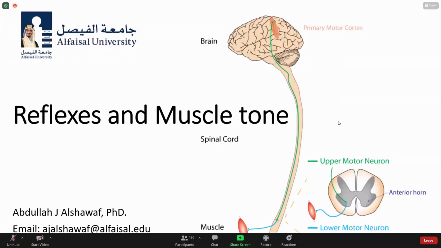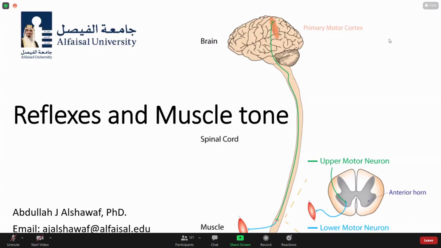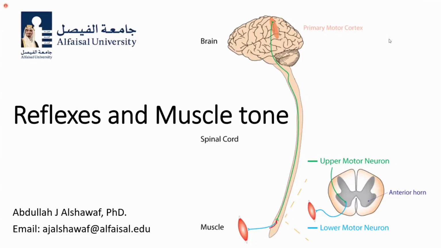Okay. As we know, the lower motor neurons have their cell bodies residing in the ventral horn of the spinal cord, and they are directly in contact with the muscle cells, while the upper motor neurons are the ones that have their cell bodies either in the brain or the brainstem, and descend to synapse with the lower motor neurons. So today's topic is mainly on the lower motor neurons.